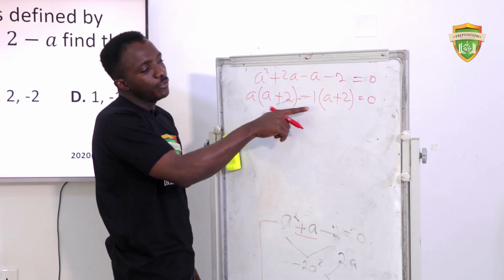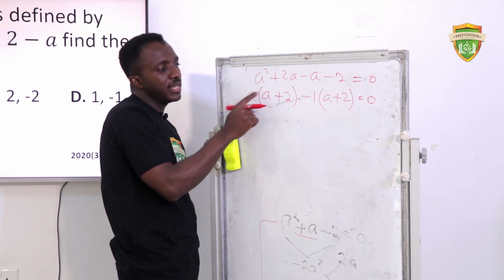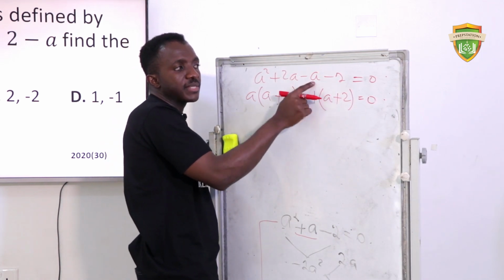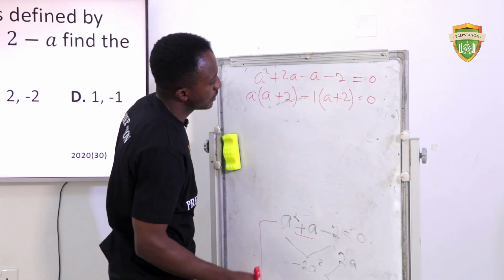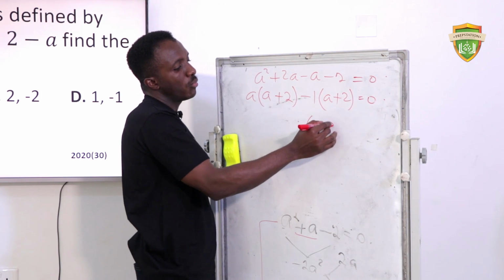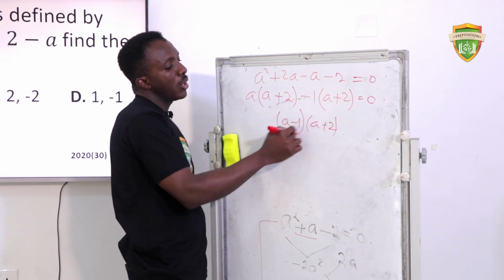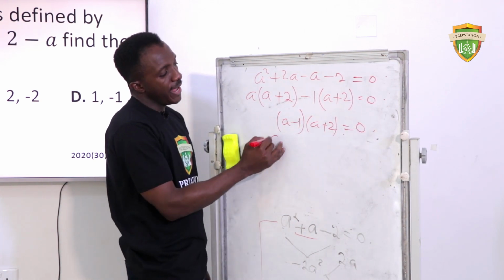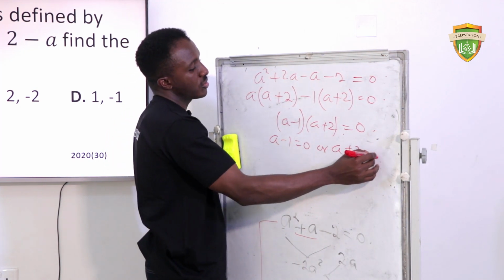Remember that if you open the bracket, you go back here. A times a is a squared, plus a times 2 is 2a, minus 1 times a is minus a, minus 1 times 2, minus times plus is minus, and all that. So we have the same thing here. We just pick one of these, and what we have outside goes into the bracket, and then we have equals 0. So a minus 1 equals 0, or a plus 2 equals 0.